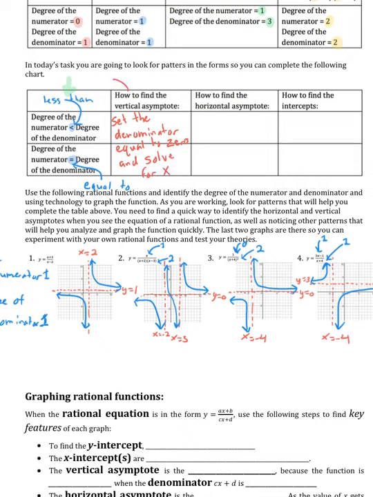All right, and that is actually the exact same thing we did yesterday. So I'm going to say same as day 1. That's the same thing we did yesterday. So the denominator equal to 0 and solve for x. It doesn't matter what the degrees of the numerator or the degrees of the denominator tell us. Exact same plan as yesterday.